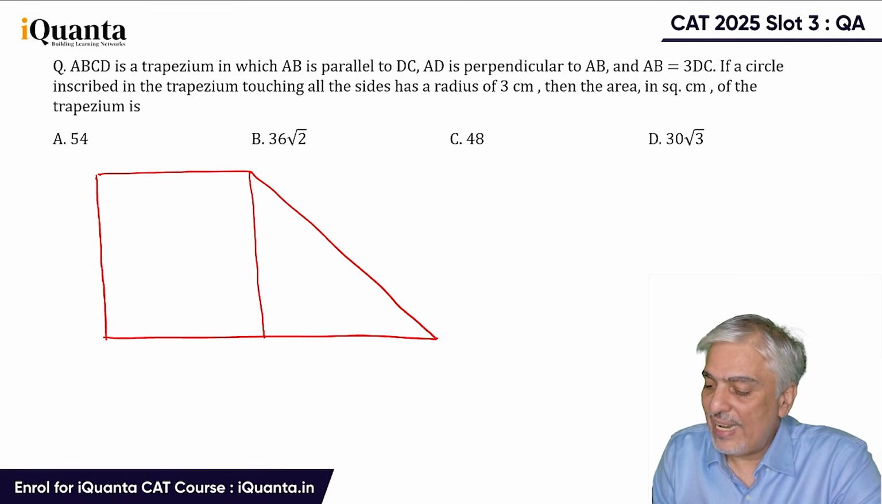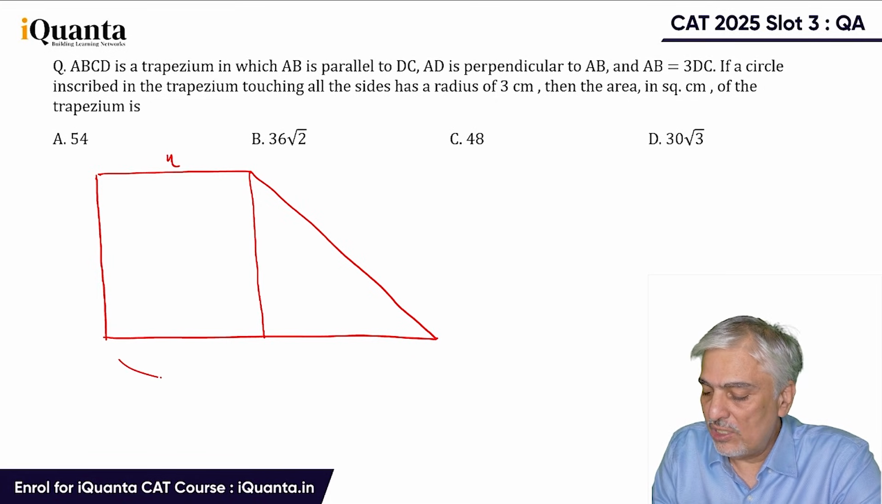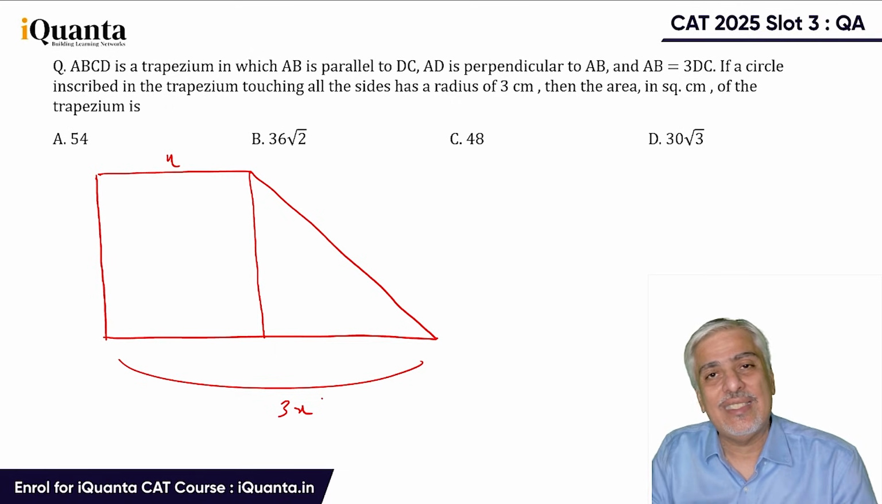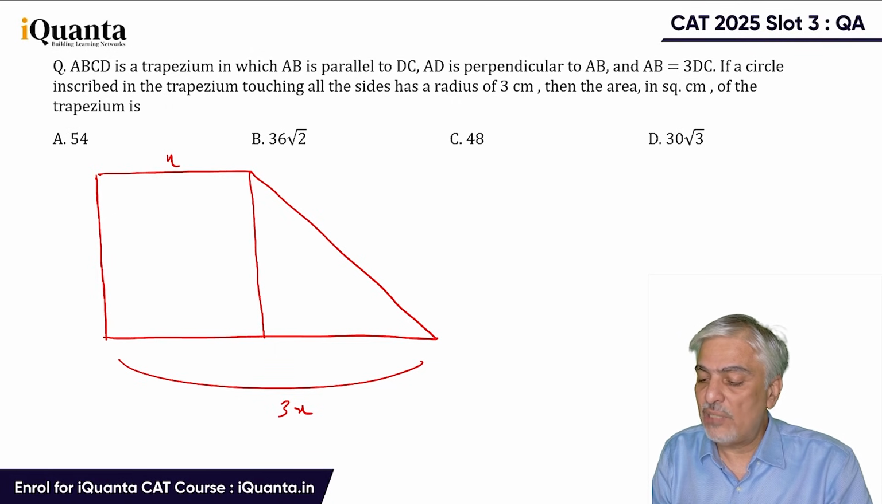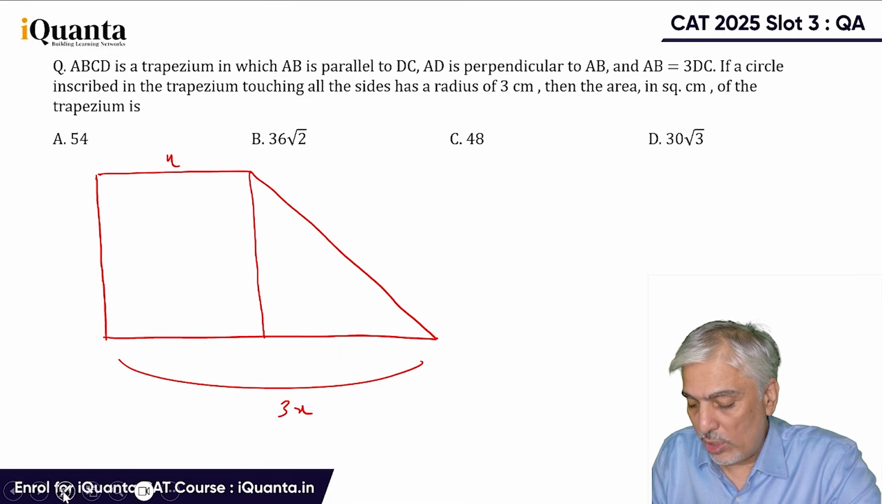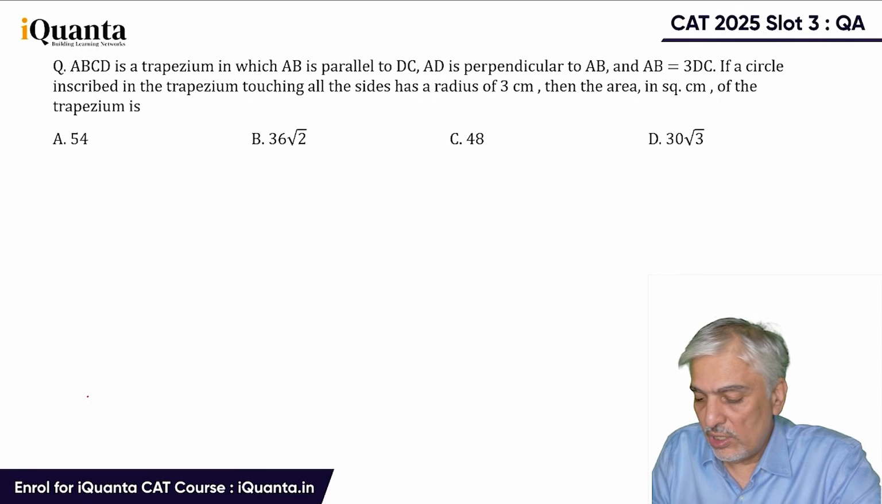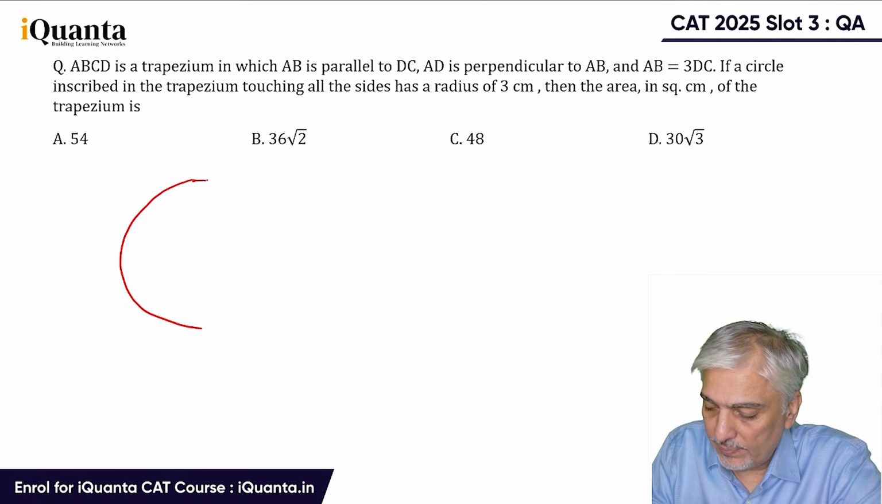Okay, they had told us AB is thrice of DC. That means if this whole thing was just X, this full thing was 3X. I'm just trying to understand the question first. If a circle is inscribed in the trapezium touching all the sides, which has a radius 3. So whenever I want to draw a diagram with a circle, I always prefer drawing the circle first. So what I would have done was actually drawn the circle first, radius 3.